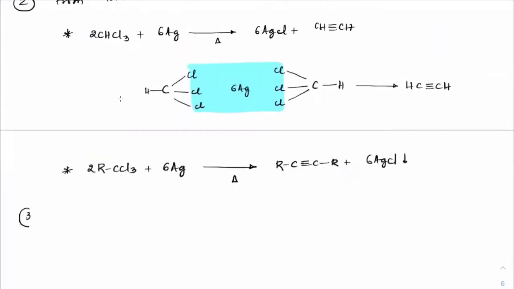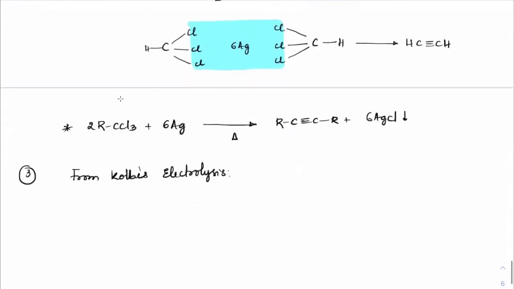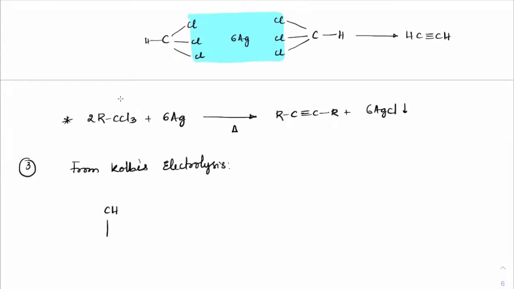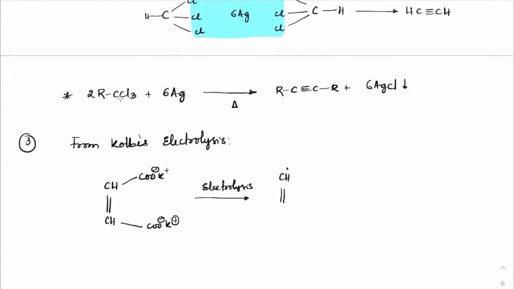Make a note, everyone. Next, from Kolbe electrolysis. So if you remember how it is done by Kolbe electrolysis. In Kolbe electrolysis, in case we already have a double bond like this, CH, and we have COO minus K plus and COO minus K plus, we know on electrolysis we used to get this as CH dot double bond CH dot, minus 2 moles of CO2, which will eventually terminate to form this. That is how you can get alkynes using Kolbe electrolysis.